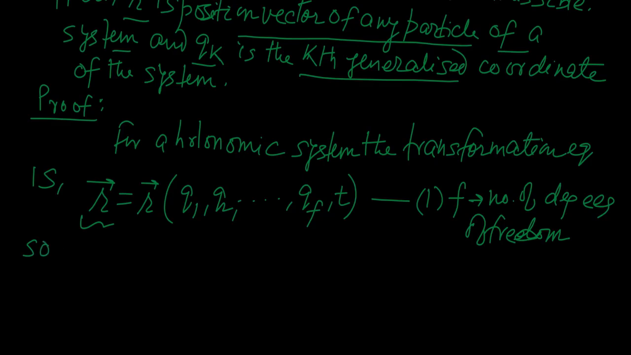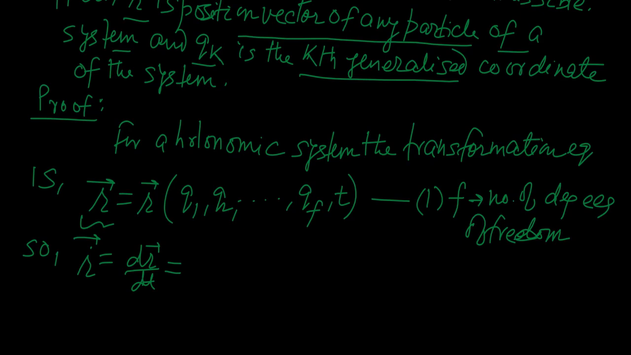So by the rule of partial differentiation, R dot, you know what R dot means? R dot means dR by dt, the total time derivative of R, or ordinary time derivative of R. As R is a function of f plus one independent variables, to find the total derivative of R with respect to time, we must follow the rules of partial differentiation. So what will you write?